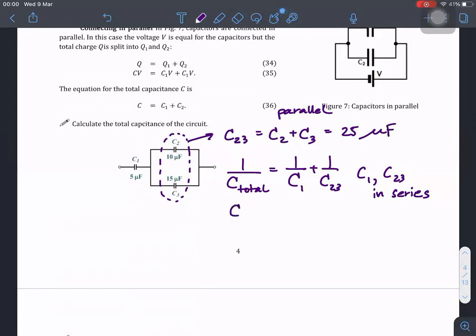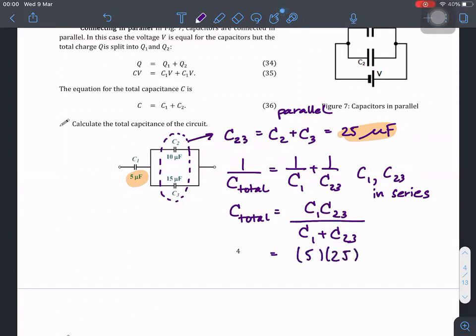Okay, and then for C total, let's rewrite this equation. It can be rewritten as C1 C23 over C1 plus C23, right? For C1 here we have 5 microfarad, and for C23 we have 25 microfarad. So you can simply multiply 5 times 25 and divide by 5 plus 25, and the unit would still be microfarad.